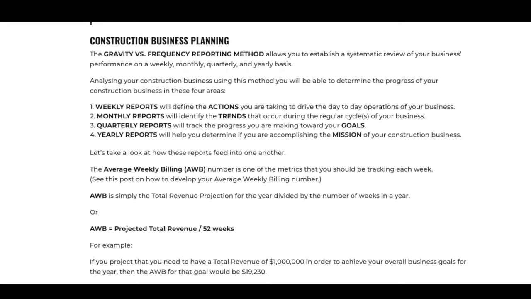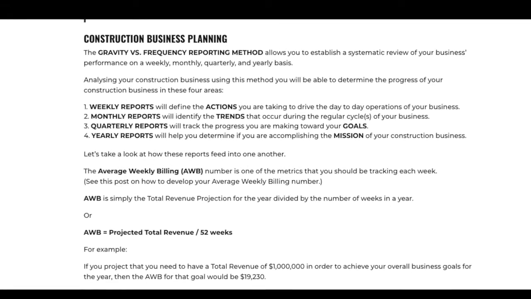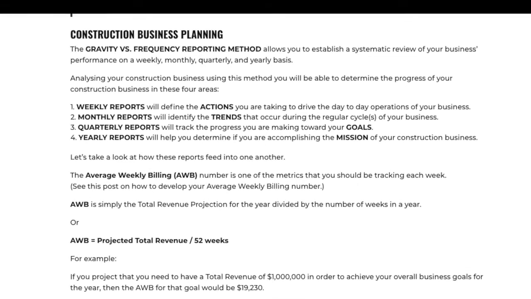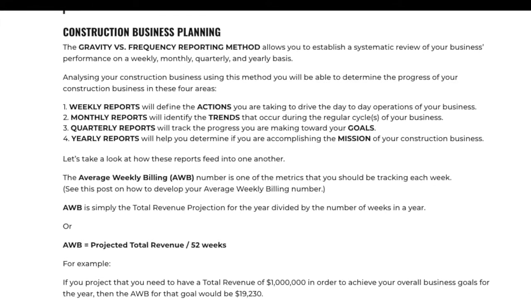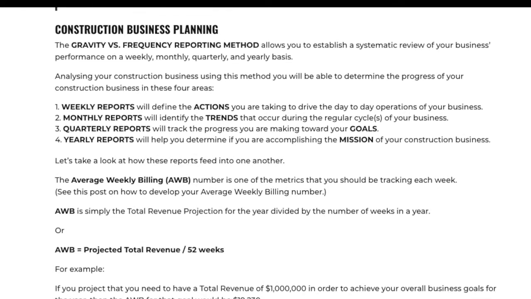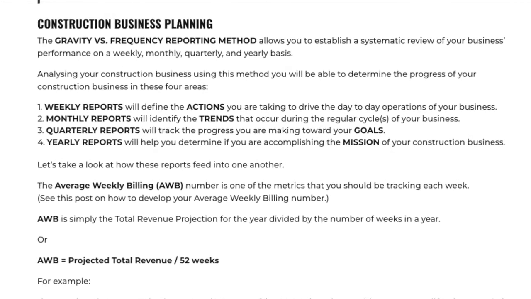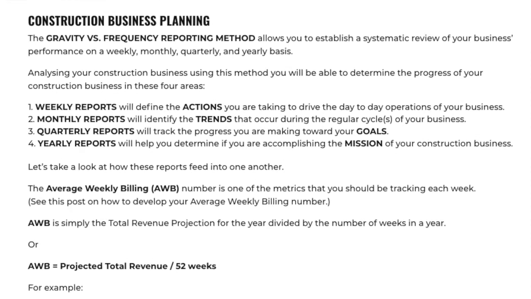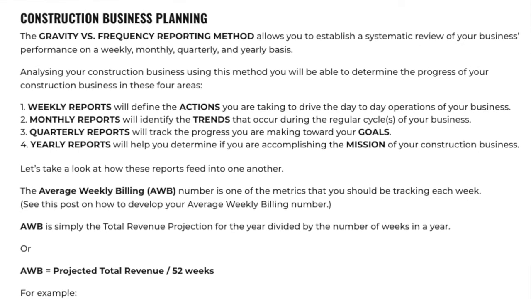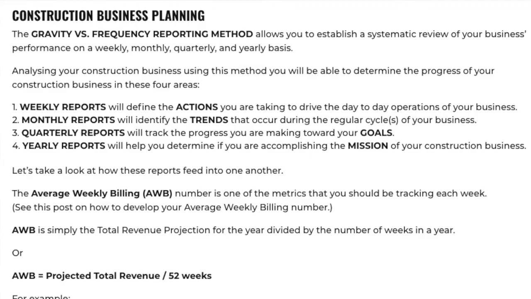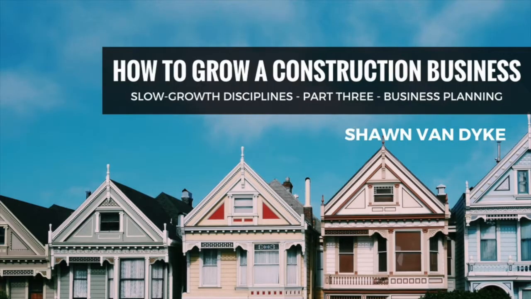And number 2, we're going to look at monthly reports, and the monthly reports will identify the trends that are occurring during the regular cycle or cycles of your business. Number 3, we'll be looking at quarterly reports, and these will track the progress that you're making towards your goals. And number 4, the yearly reports will help you determine if you are accomplishing the mission of your construction business. So let's take a look at how these reports feed into one another.